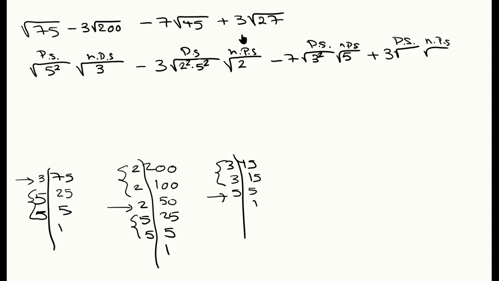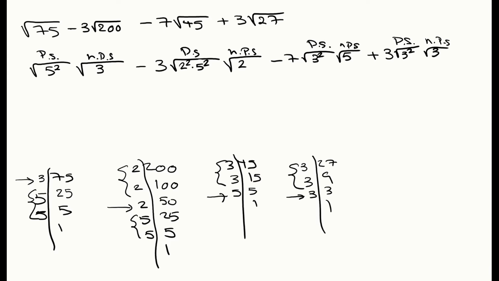Now we're working on the last one, 3 radical 27, which we're going to put in here. So if we find the factorization of 27, that's simple enough. 3 9 3 3 3 1. So we have a perfect square right there, which is 3 squared, and we have 1 3 that's by itself, so that's going to go into the non-perfect square part of 27.